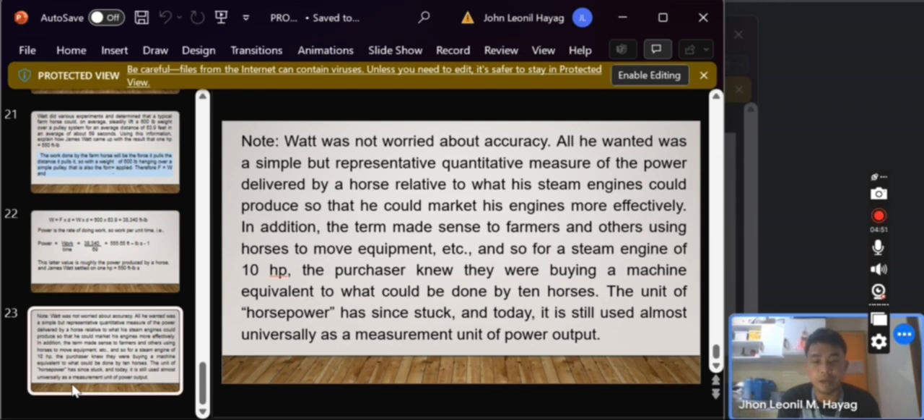The unit of horsepower has since been, and today is still, used as a measurement unit of power output.